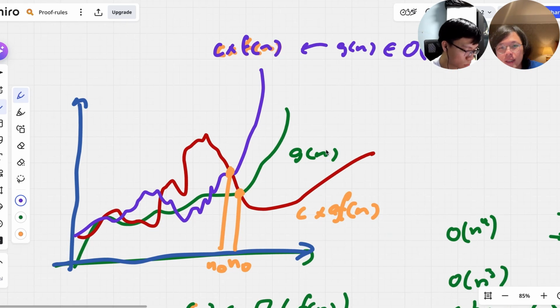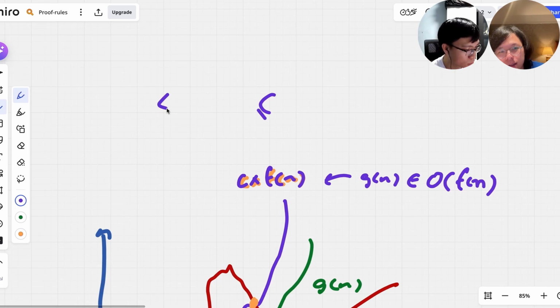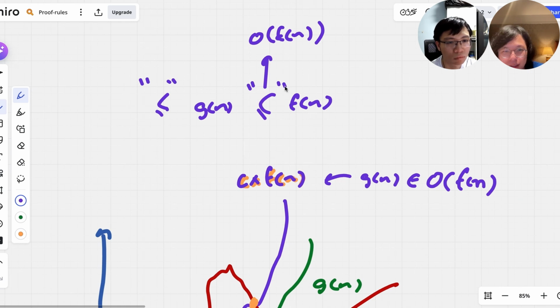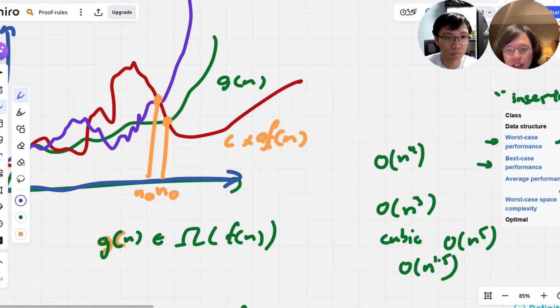So we now have a way to say less than or equals to, and we now have a way to say greater than or equals to, in some sense. So this would be O of Fn. And I should put quotation marks because it's not really correct. And if Gn on the other hand is greater than or equals to Fn, we would say that Gn is omega of Fn. Does that make sense?